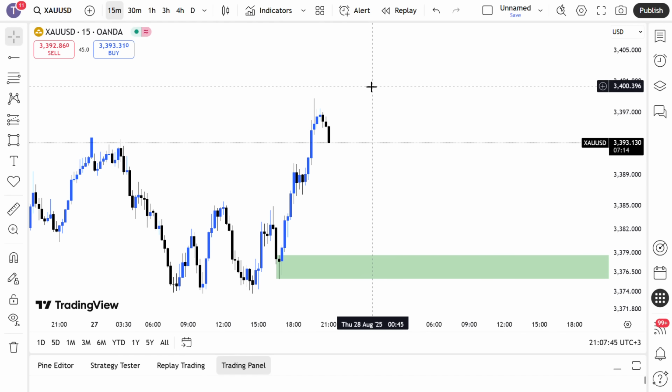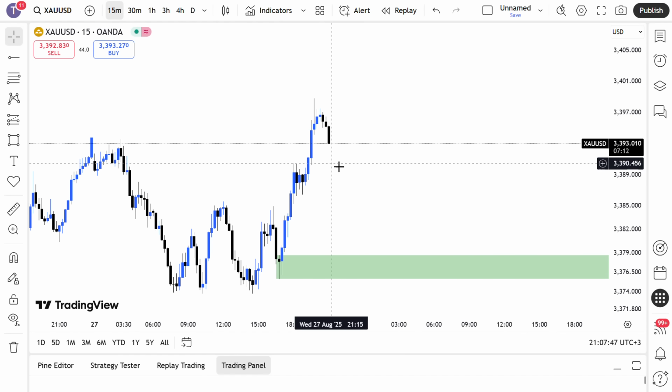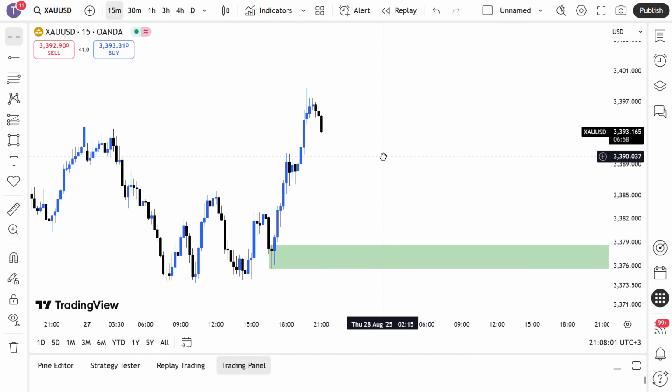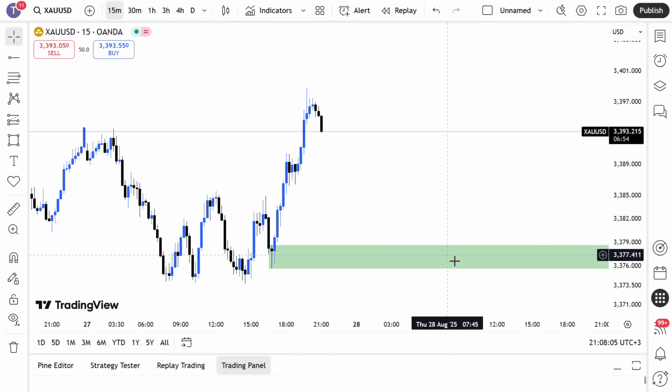So I think if gold gives us a correct pullback, and then we see a buying pressure to the upside, we will be creating an inducement. Let's say maybe this is a pullback being created, and then we have a push to sweep this high's liquidity. That will be a good inducement, a major inducement. So I will expect gold to form an inducement first before going back to this area to look for buys.